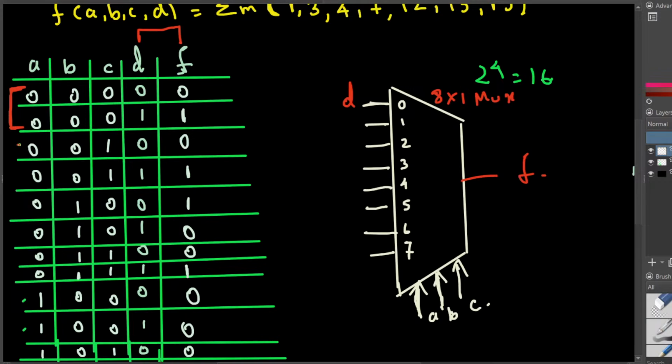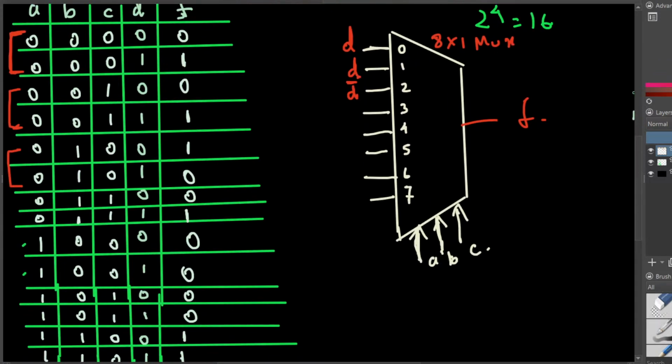Now the next thing is we take these two, 0, 0, 1. Compare the D's. When D is 0, function is 0. When D is 1, function is 1. So this is also D. Let's compare these two, 0, 1, 0. When D is 0, function is 1. When D is 1, function is 0. This is D naught. Then compare these two, 0, 1, 1. When D is 0, F is 0. When D is 1, F is 1. So this is also D.